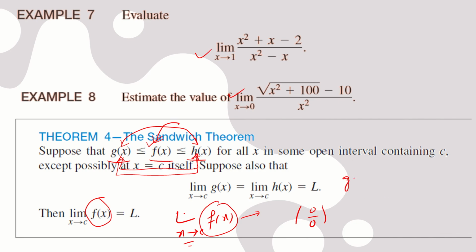So you can find one function, let's suppose g of x, and the other function is h of x, and one is bounded above the function and the other one is bounding below the function. So the limit of these two functions, you need such functions for which the limit exists and you can find it, then this function will also have the same limit, and that is called the sandwich theorem.